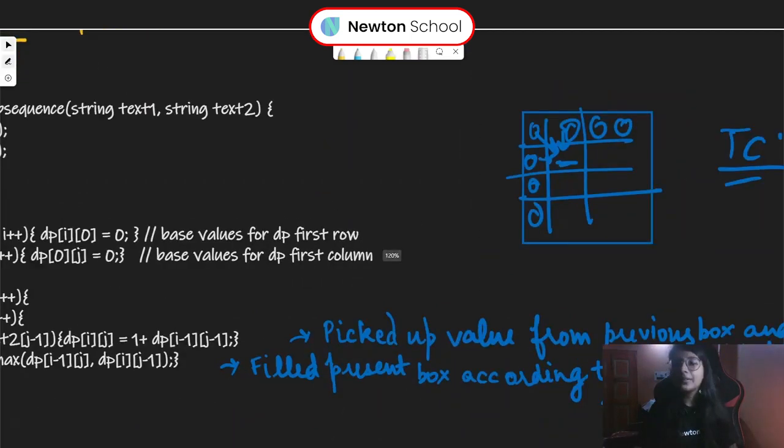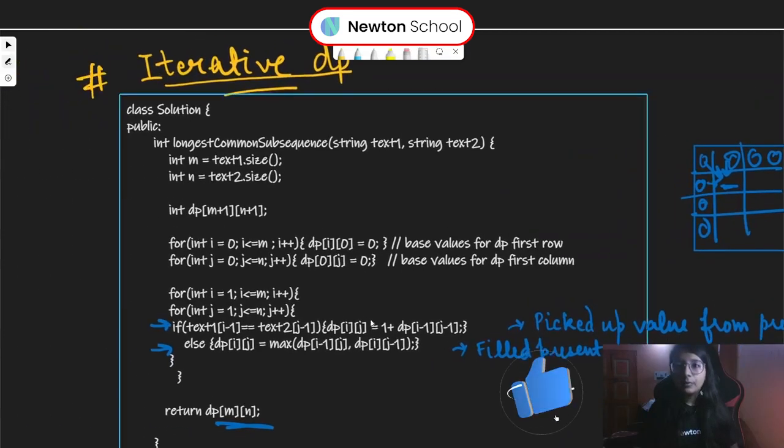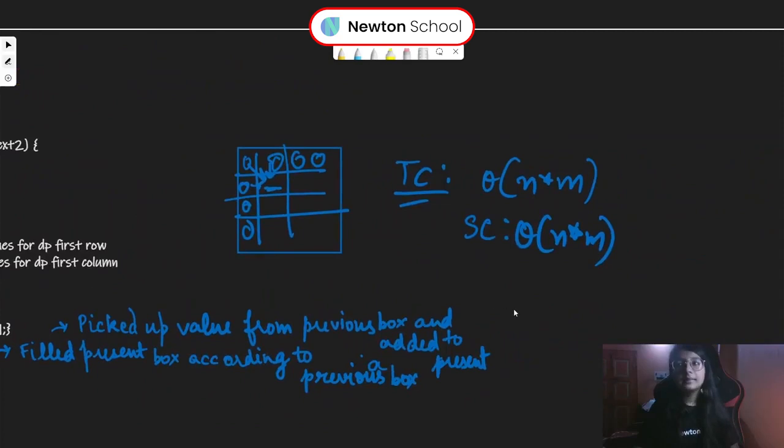So why the time complexity is n into m? You can clearly see that there is a loop of m length and then there is a loop of n length, and both of them are nested. So when we are going ahead with a nested loop, the time complexity becomes n into m, and that is the scenario here. And the space complexity is because of this table which we are taking of n into m length.